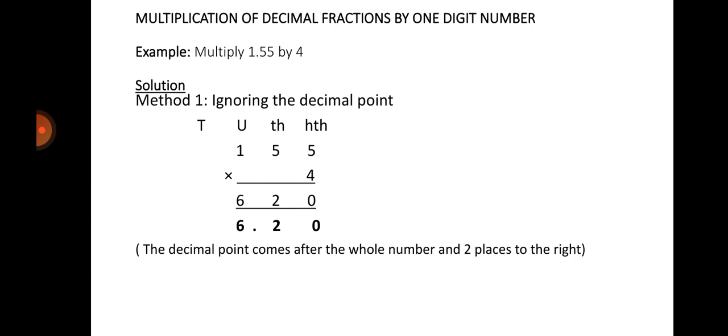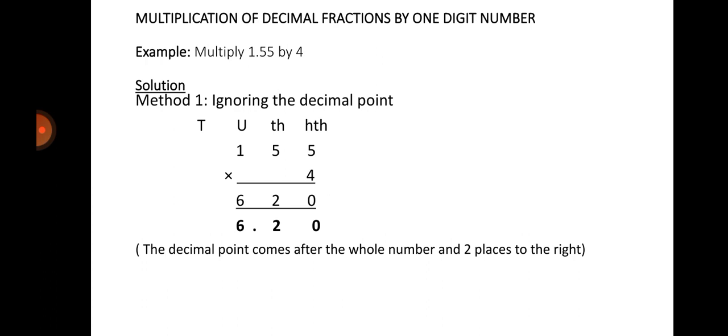because 4 times 5 is 20. Write 0, take 2. 4 times 5 is 20, plus 2, 22. Write 2 and take another 2. 4 times 1 is 4, plus the 2 that you took up, 6. Then bring your decimal point and put it after the first digit. You have your answer correct to 2 decimal places.